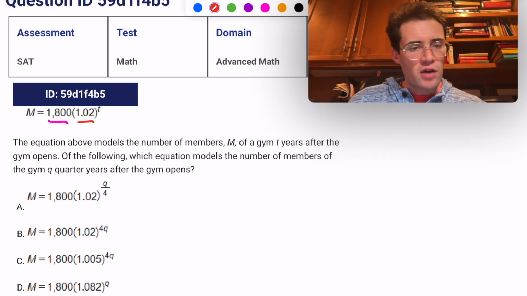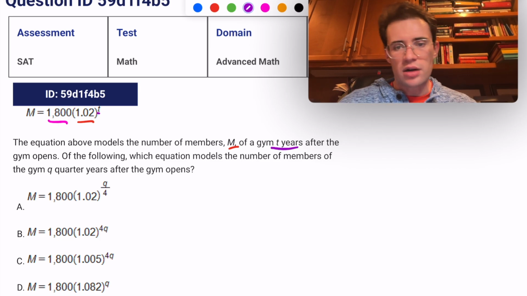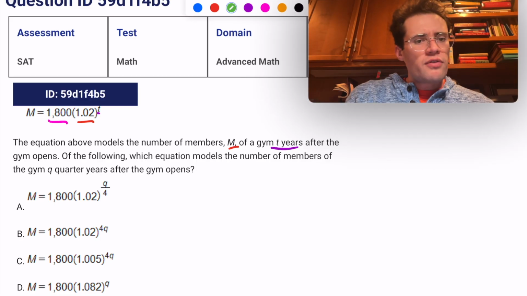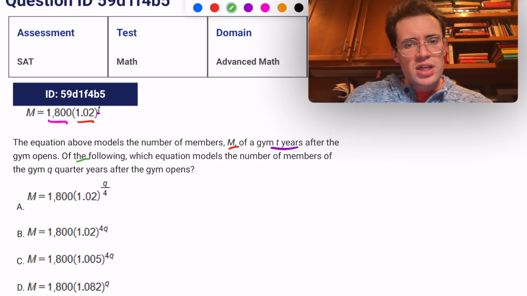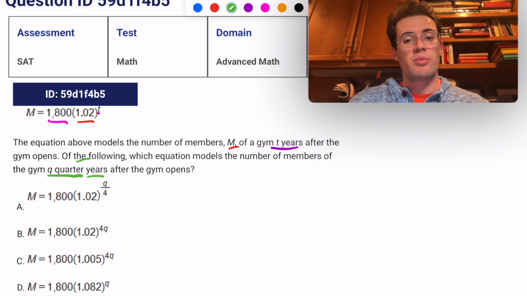The equation above models the number of members m of a gym t years after, so t is our input here, it's the exponent there, after the gym opens. Of the following, which equation models the number of members of the gym q quarter years after this gym opens?